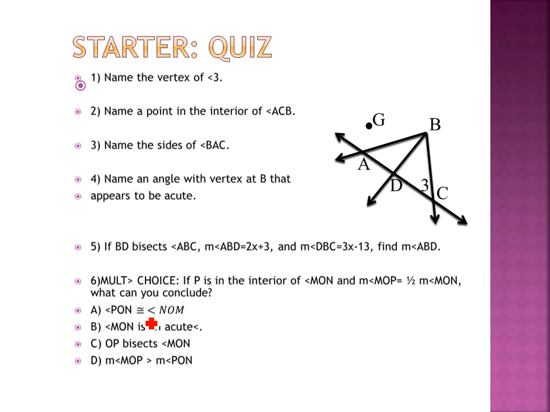Name the vertex of angle 3. When you're naming a vertex of an angle, should just be a what? One letter, a point. So if this is angle 3 right here, what's the vertex of that angle? Good, it's C.